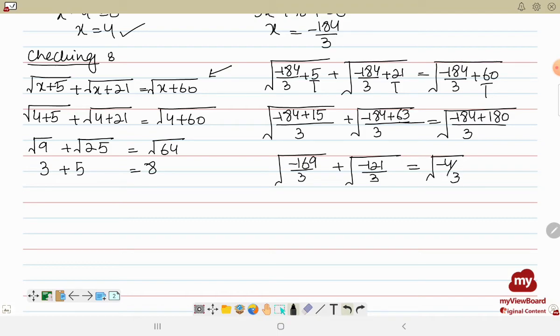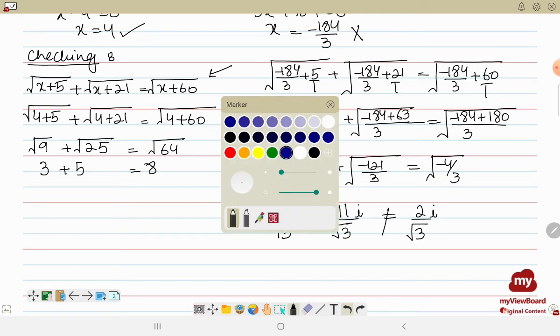Now let's open the square root. When you open the square root of 169, it will become 13. The square root is also on the minus sign, so it will become iota over square root 3. Again, when we open the square root of 121, it becomes 11 iota divided by square root 3. Here we have 2 iota divided by 3. If you see, the left hand side is not equal to the right hand side, so this value, x equal to minus 184 by 3, will not go into the solution set.